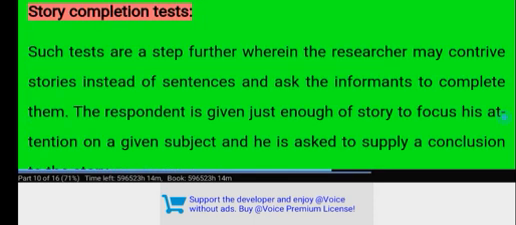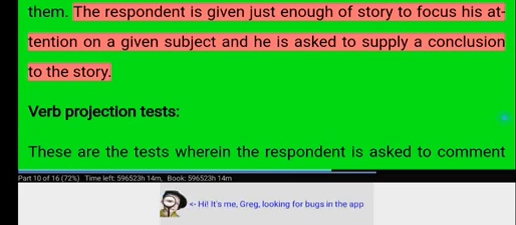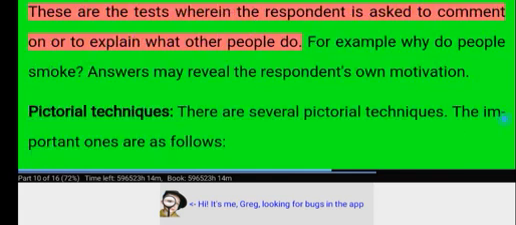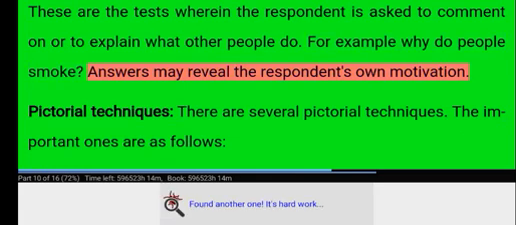Story completion tests. Such tests are a step further wherein the researcher may contrive stories instead of sentences and ask the informants to complete them. The respondent is given just enough of the story to focus his attention on a given subject and he is asked to supply a conclusion to the story. Verb projection tests. These are the tests wherein the respondent is asked to comment on or to explain what other people do. For example, why do people smoke? Answers may reveal the respondent's own motivation.